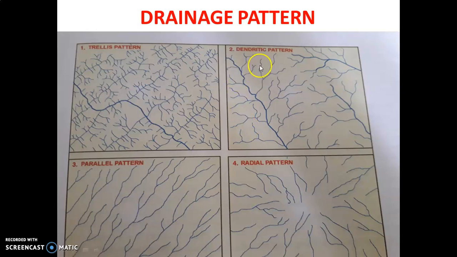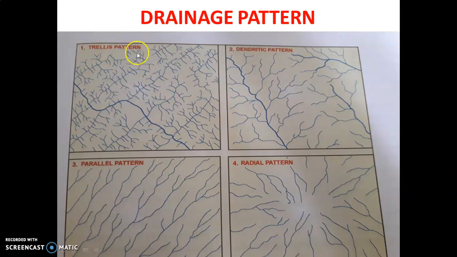Under drainage pattern, we should know what is tributary. A small river that joins the main river is known as a tributary. So when a small river joins the main river, that forms different shapes, different patterns. So let's learn about different patterns here.